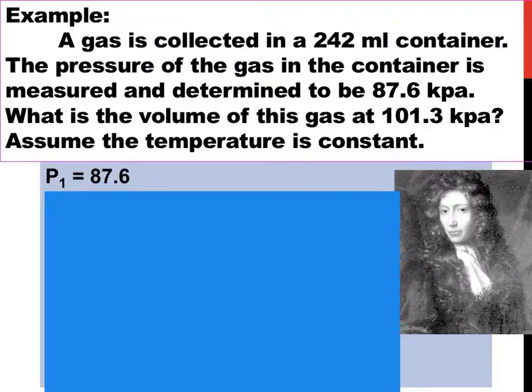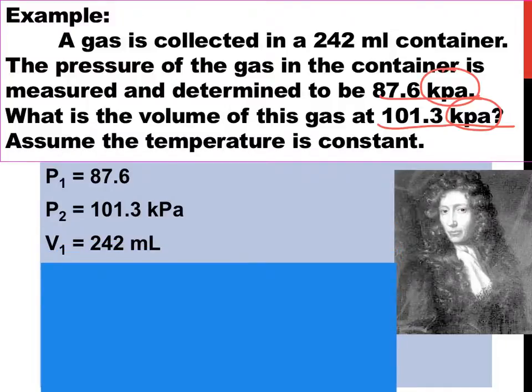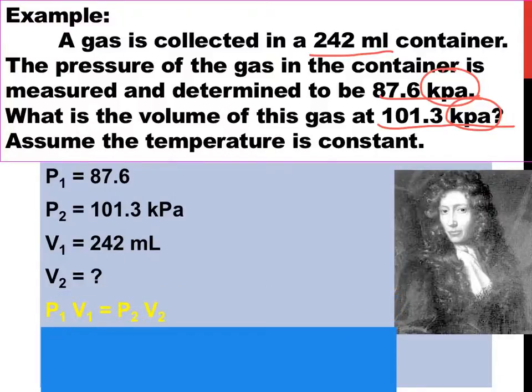So to start out, there's a pressure of 87.6 kPa, and that's right here. Second, you have a second pressure that it moves to at 101.3 kPa. kPa, from notes number 1, are units of pressure. The first volume that's given is 242 milliliters, and we don't know the second volume, so I'm going to put a question mark here. We're using Boyle's law, P and V. We boil peas and vegetables.